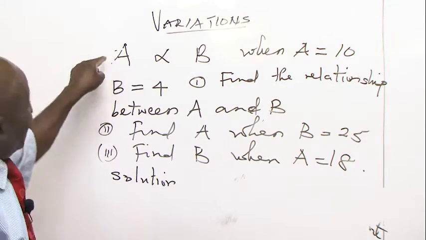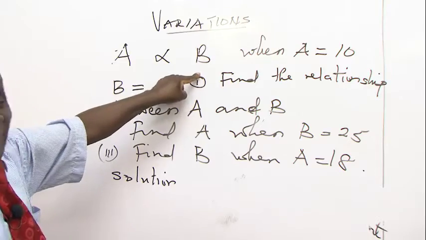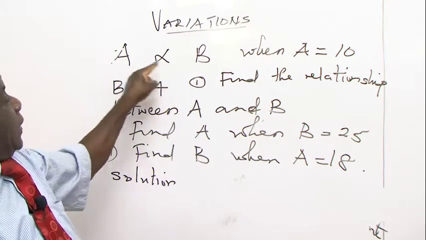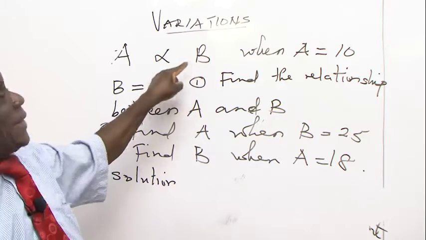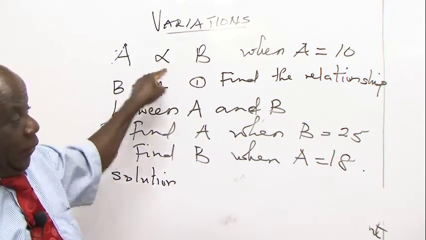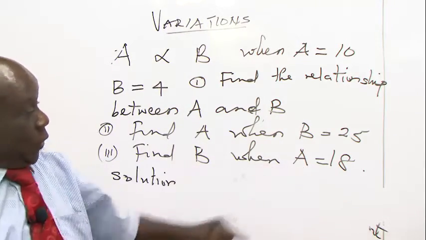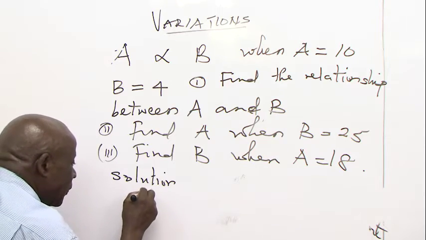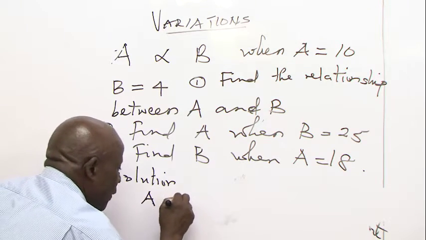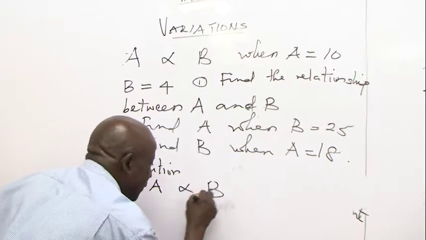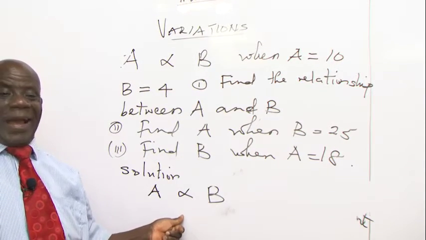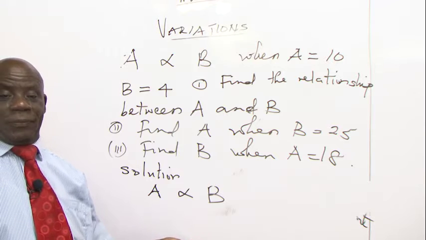Write the question. A proportional to B. A is proportional means A is directly proportional, because there is no 1 over or something. That is why you have to take note of those 3 sentences. Solution: A proportional to B. You rewrite it. You have to remove the proportionality sign and change it to an equality sign.